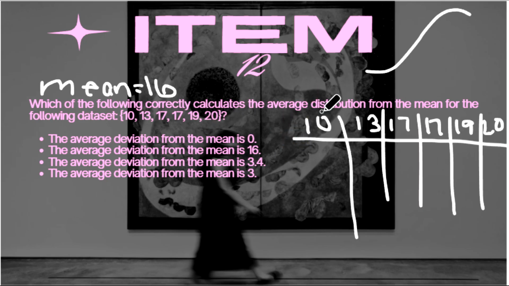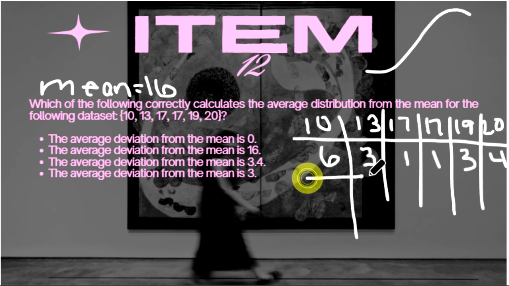So the difference between 10 minus 16 will give us a negative 6. Nope, this is the simpler way. We don't need to deal with negatives yet. It's not asking us to be difficult. So the difference between 10 and 16 is 6. Between 13 and 16 is 3. 17 and 16 is 1. 19 and 16 is 3. 20 and 16 is 4.